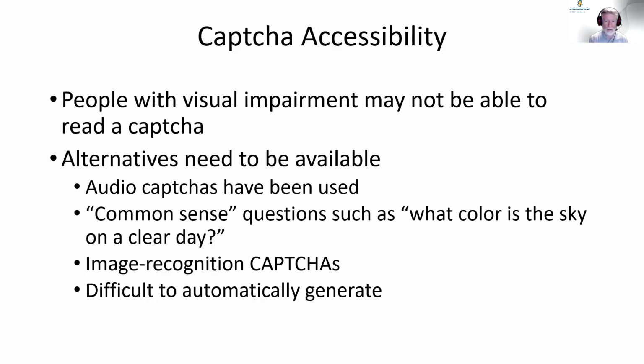There are image recognitions; those are very popular. Click the pictures that have a motorcycle in them, or something like that. The problem with these sort of systems is they are sometimes difficult to automatically generate, although that's part of why they're useful. If they were easy to automatically generate, then they probably would be easy to guess.